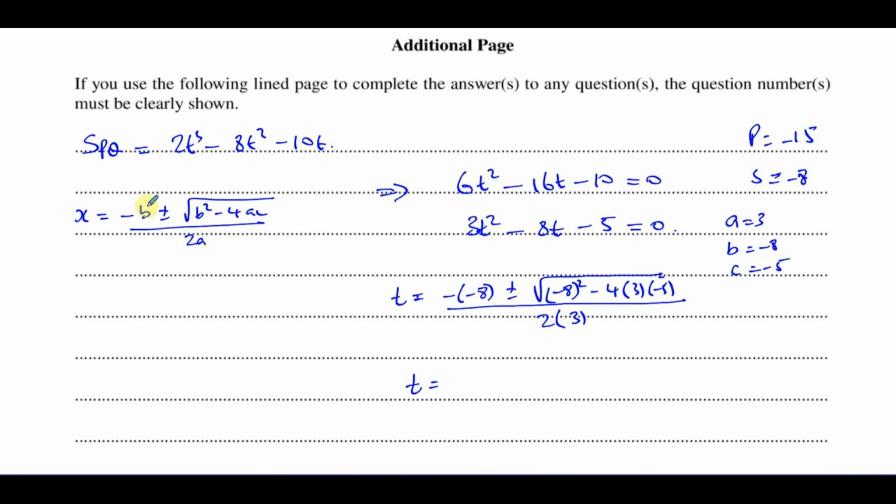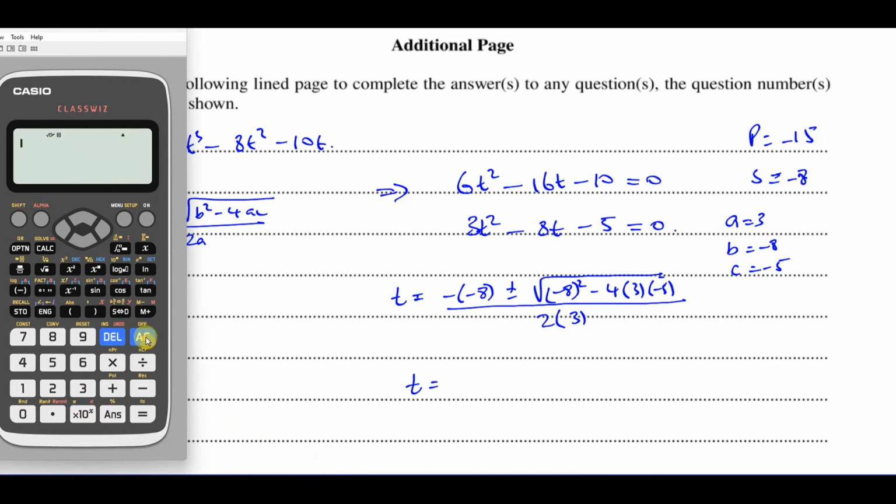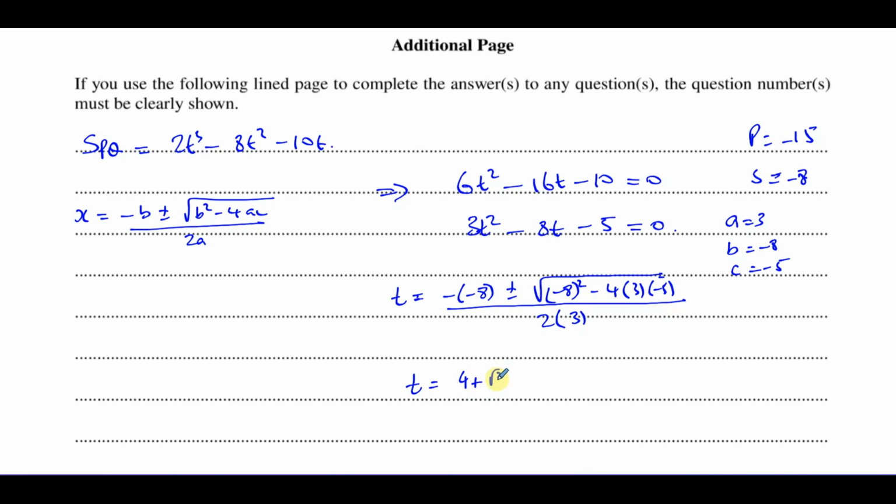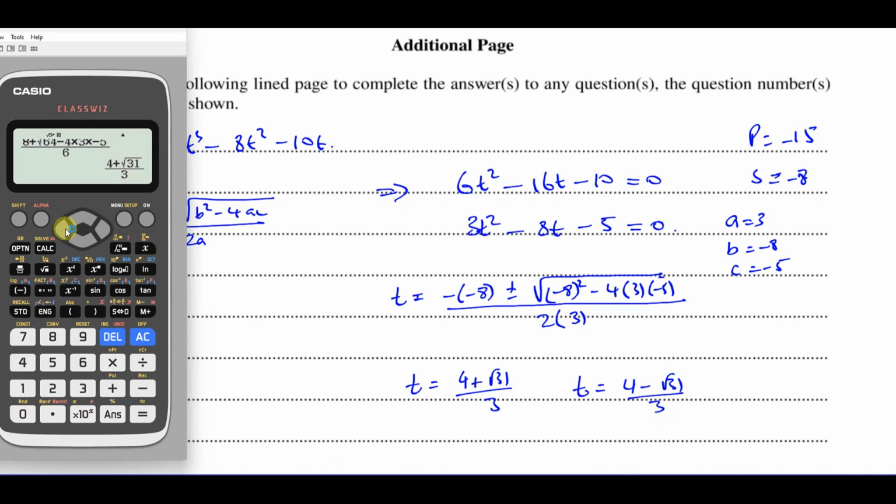So now what we're going to do is stick this in our calculator. So we have minus minus 8, which is 8, plus, we'll use the plus first, square root of minus 8 all squared, which is going to give you 64 positive, because you're squaring a negative, minus 4 times 3 times minus 5, over 2 times 3, which is 6. And that gives us 4 plus root 31 over 3. And the other value will be 4 minus root 31 over 3, which you get if you put the minus sign instead.